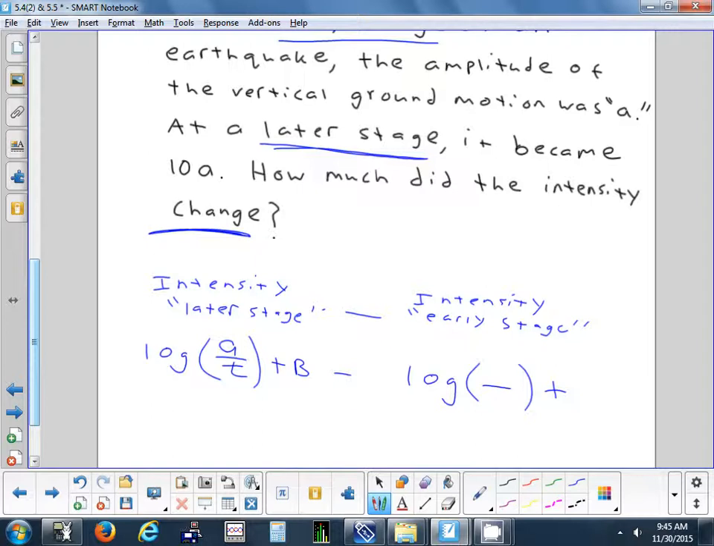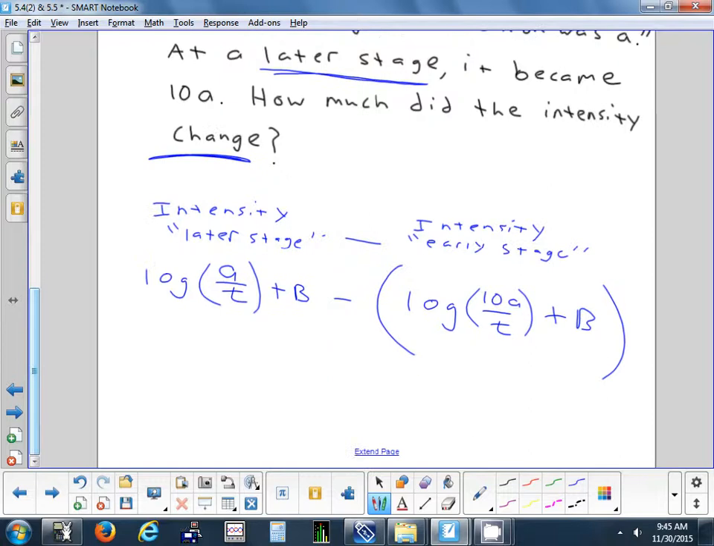What's the only letter here that changes at a later stage? A becomes how much? 10A. That's the only difference. Period of the wave stays the same. Weakening of the wave stays the same. Right. And I put that in parentheses because you're subtracting this entire thing, which means what do you really do with this negative? Both parts are subtracted. Okay. Watch what happens when you do that.